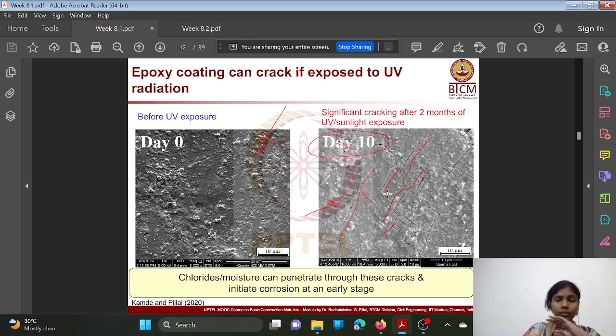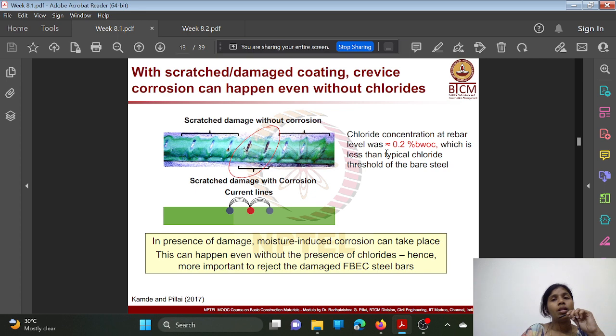The disadvantage of having these cracks on the surface is that they will initiate corrosion at an early stage because of the ingress of water and oxygen. And see, with scratched or damaged coating, crevice corrosion can happen even without chlorides. Even if there is no exposure to chlorides, but the surface is scratched or damaged, then also the corrosion will take place.